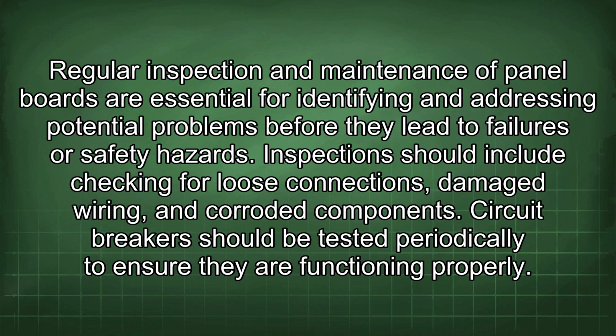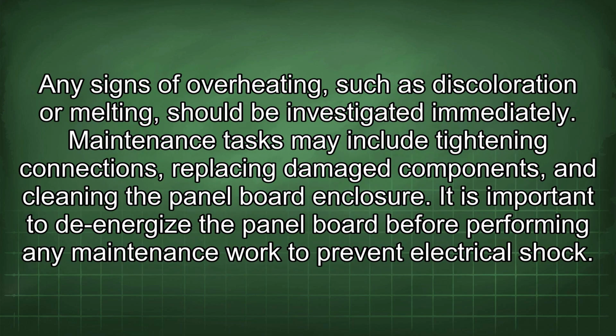Regular inspection and maintenance of panel boards are essential for identifying and addressing potential problems before they lead to failures or safety hazards. Inspections should include checking for loose connections, damaged wiring, and corroded components. Circuit breakers should be tested periodically to ensure they are functioning properly. Any signs of overheating, such as discoloration or melting, should be investigated immediately. Maintenance tasks may include tightening connections, replacing damaged components, and cleaning the panel board enclosure.